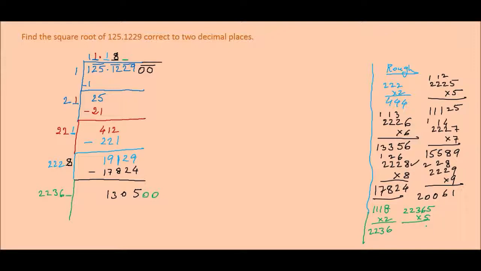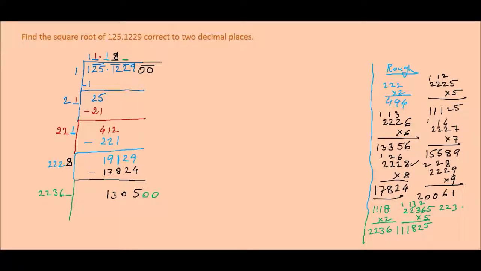5 times 5 is 25. 5 times 6 is 30 plus 2 is 32. 5 times 3 is 15 plus 3 is 18. 5 times 2 is 10 plus 1, 11. 5 times 2 is 10 plus 1, 11. 6 digits over here, also we are having 6 digits. And 111825 is smaller than 130500. Let us try 6.